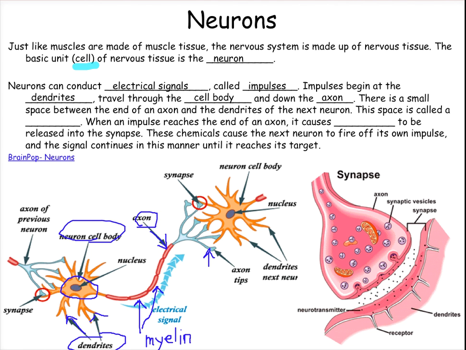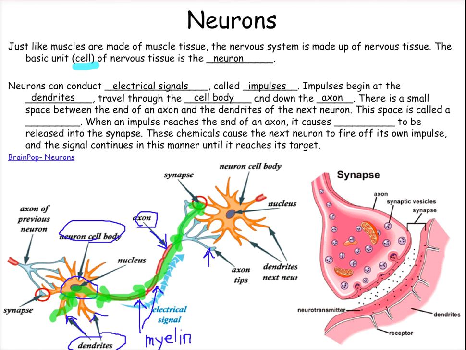Okay, so once the electrical signal gets to the end, let me just draw really quickly to remind you. It starts here in the dendrites. It goes to the cell body, and then it goes all the way down the axon till it gets to one of these terminals at the end. Okay, so now it's got to move to the next neuron. But there's a problem because there is a small space between the end of the axon and the dendrites of the next neuron.